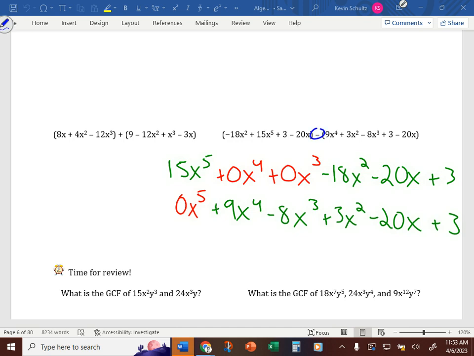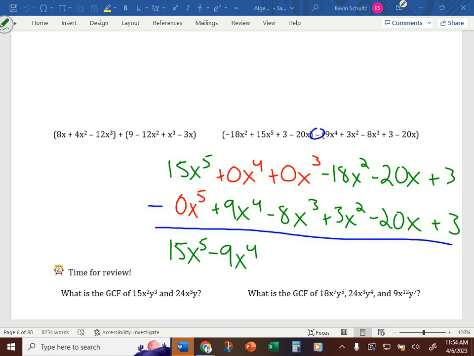This time I'll do it in blue because I got that red number out in front there, just to differentiate. There we go. 15x to the 5th minus nothing is what? 15x to the 5th. Here's where you've got to be careful. 0x to the 4th minus 9x to the 4th. Negative 9x to the 4th. Again, that 0 being the first number in a subtraction statement changes things. It's different than 0 being the second number. You start with nothing, subtract 9, that gives you negative 9.